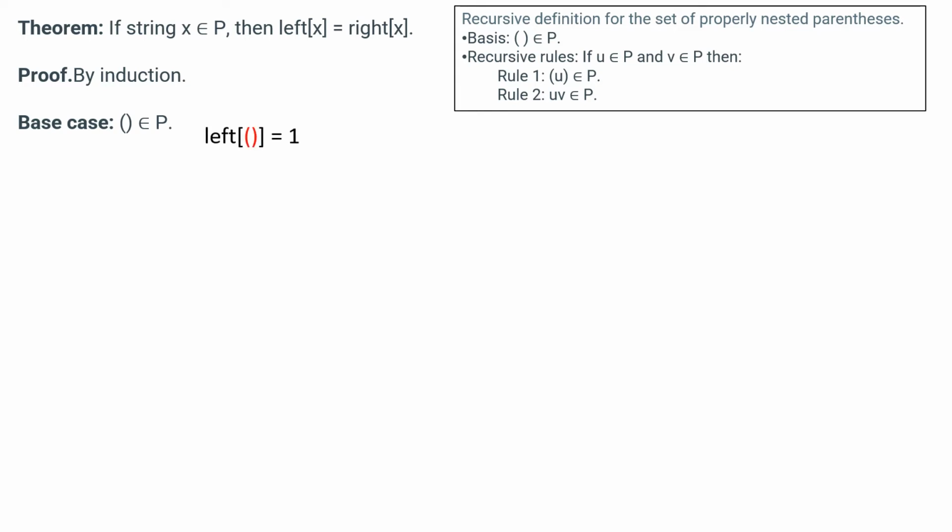The number of left parentheses in that is equal to 1. The number of right parentheses is equal to 1. And so therefore, left of that string is equal to right of that string. So for that element that's in the set due to it being the basis element, we have proven that it is balanced.